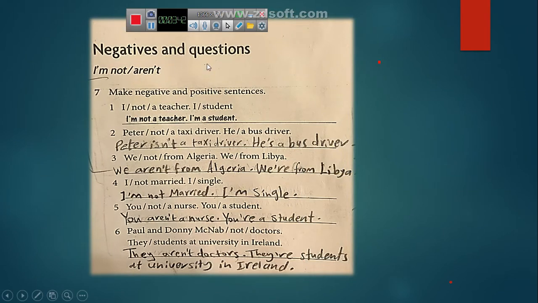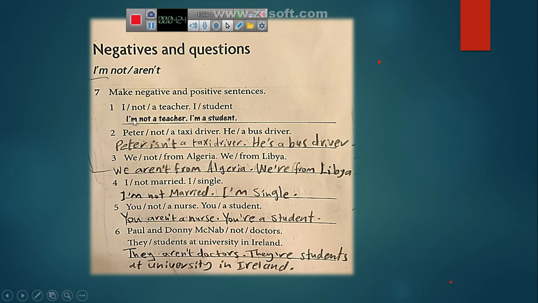Negatives and questions. Make negative and positive sentences. For example, the first one: I not a teacher and I students. Here in negatives and questions, it's important to recognize this. We should add an auxiliary verb. If it exists, we will use it. But if there is no auxiliary verb, we will add one, for example do, does, or did in the past, depending on the subject.